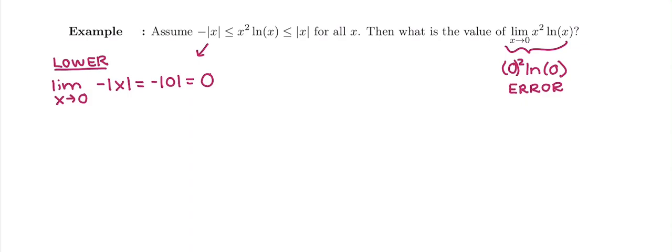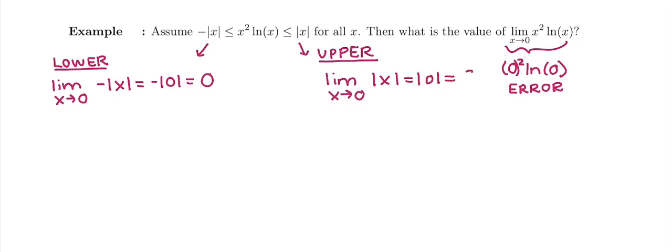And we want to compare it to the highest that this limit could be. So we'll look at the upper end. We'll take the limit as x goes to 0 of the positive absolute value of x, and the absolute value of 0 is 0. So our function here is always bigger than or equal to 0 and less than or equal to 0.